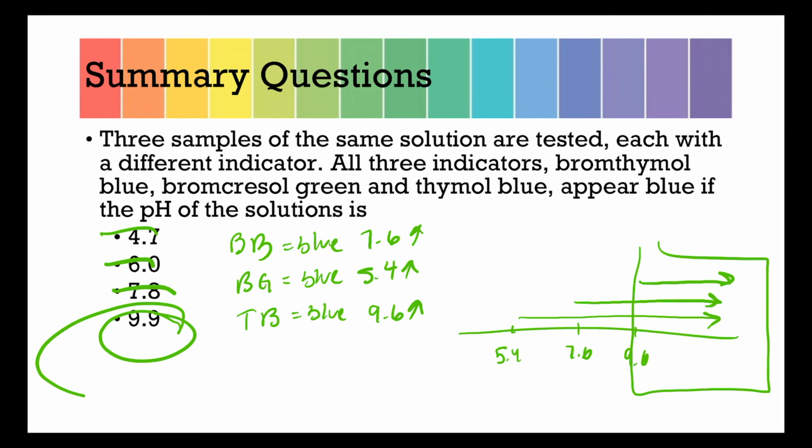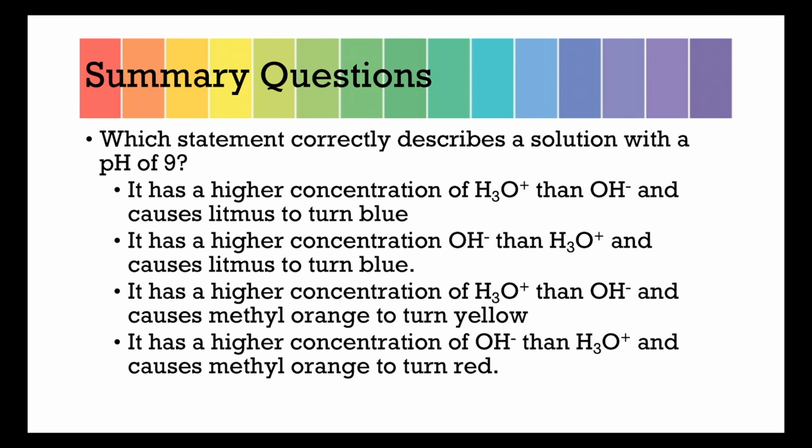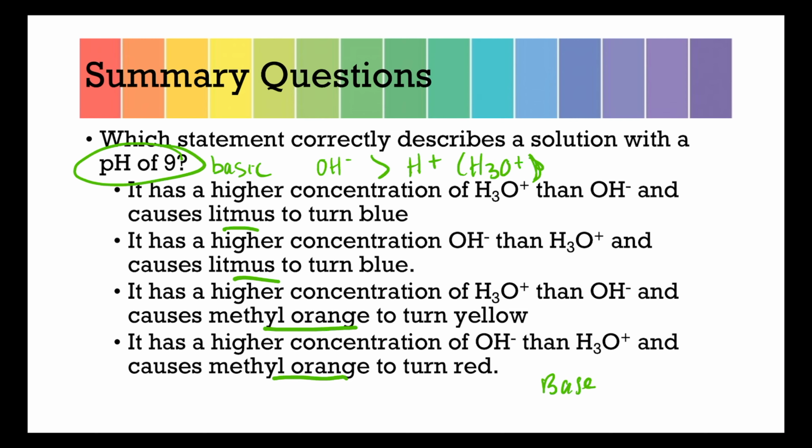Okay. Lastly, number 5. Which statement correctly describes a solution when you have a pH of 9? So a pH of 9 means you are basic. And if you're basic, that means OH- is bigger. You have more of it than H+. And again, that's the same as H3O+. And then if we just skim the questions, we're talking about litmus, methyl orange. So, in a base, methyl orange, well, hold on. It's saying methyl orange is yellow, is red.